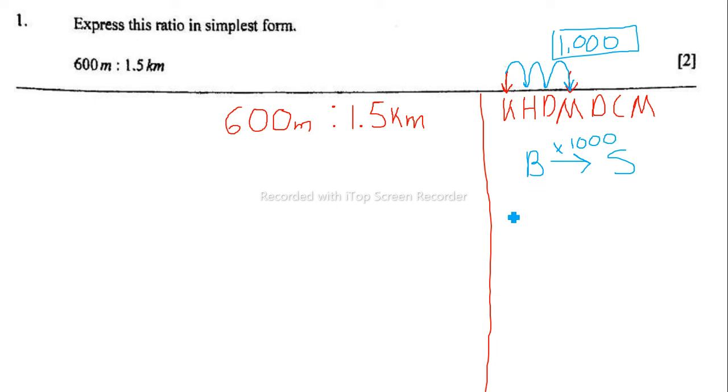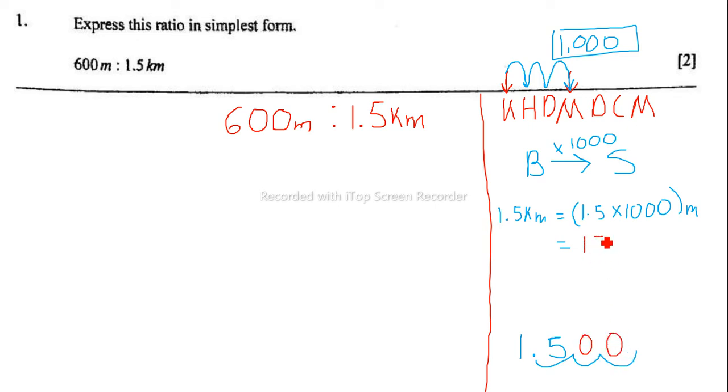And so that means that 1.5 kilometers is going to be equal to 1.5 times 1,000 meters. Remember when we take the 1.5, we multiply it by 1,000. We move it how many times to the right? Three times. Very good. We have to put in our zeros here. So we have 1,500. So 1.5 kilometers is equal to 1,500 meters.